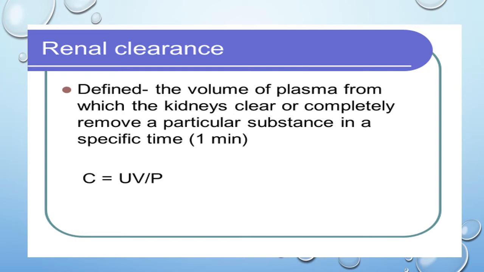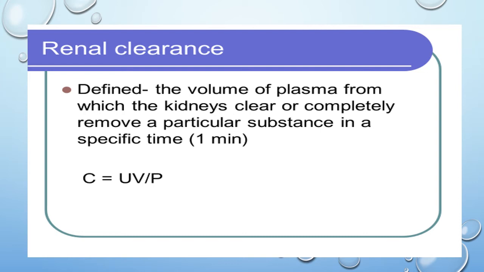So we multiply that concentration of substance in urine by V. V represents the flow rate of urine formation. How fast is it moving? How much is being moved for urine formation? And then P, we're going to divide that number. So U times V, the concentration of a substance times the flow rate, gives you a number. Then we divide it by P. P is the concentration of that same substance in blood plasma.